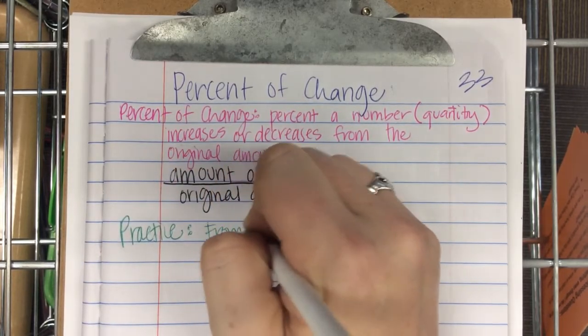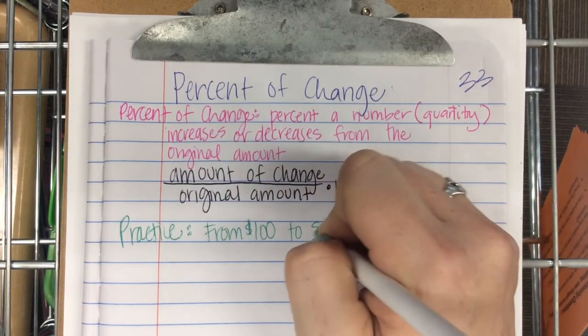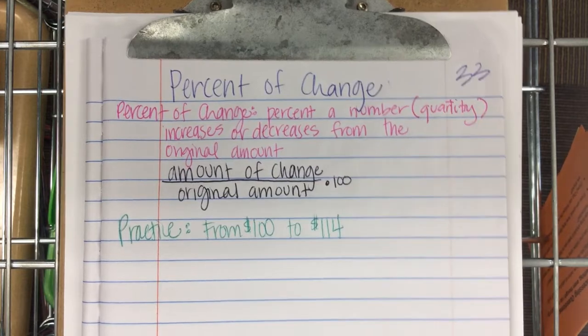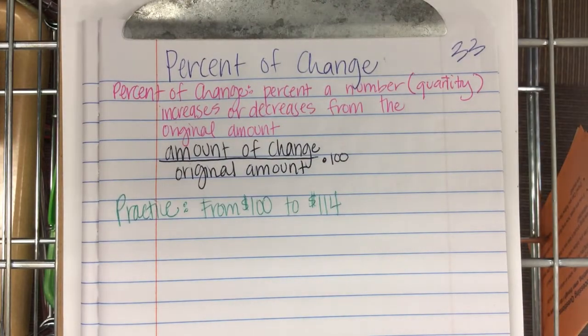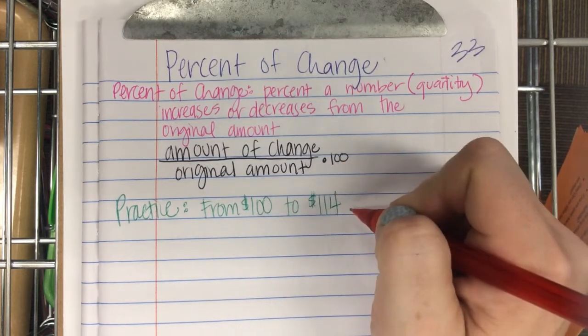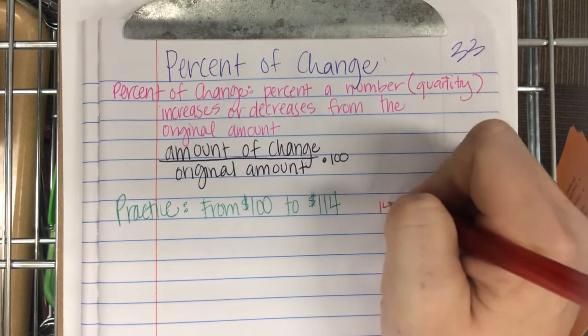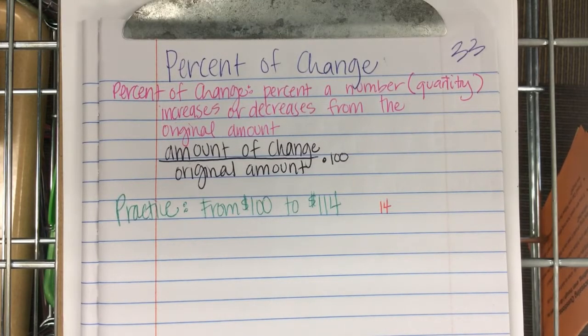It went from $100 to $114. How much did it change? What was the amount of change? How do you figure out the amount of change? What do you do to find the amount of change, Sam? Subtract 114 by 100, from 100 to 114, right? It changed $14. And I found that because 114 minus 100 is 14.